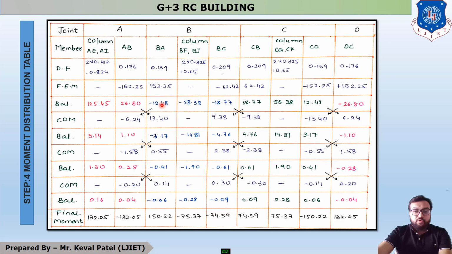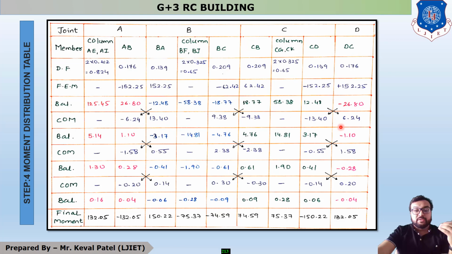After that, from BA, half of the moment is going to AB, and from AB, half of the moment is going to BA. So you can see that this is minus 12.48, in which half of the moment is going to AB, and from this half of the moment is going to BA. Similarly, from CB, half of the moment is going to BC and half of the moment is going to CB. Similarly, half of the moment going from DC to CD and half of the moment is going from CD to DC. So this is your first step.